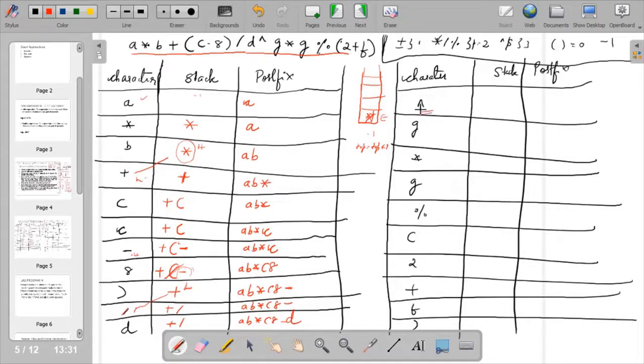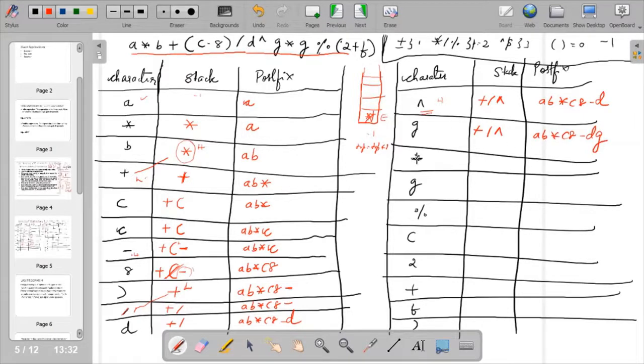So check with the priority. Power has greater priority, 3. Here you have higher priority and the operators in the stack have lower priority, so power is directly pushed. The stack is plus, division, power, and the postfix expression is AB star C8 minus D. Next G is also directly pushed, so it will be AB star C8 minus DG.